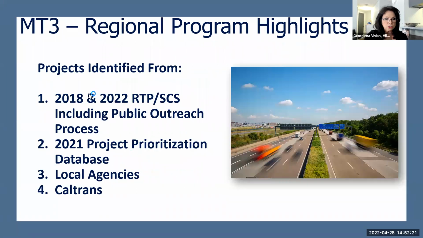And they would be, as I just mentioned, identified from the Regional Transportation Plan and Sustainable Community Strategy documents, also from the 2021 Project Prioritization Database. I should have that down by now. And then from local agencies as well as from Caltrans. So during development of the 2021 Project Prioritization Database, we reached out to all of the local agencies as well as Caltrans and asked them for a list of projects that should be incorporated and considered as the 2022 RTP SCS is developed. And so that has been completed.